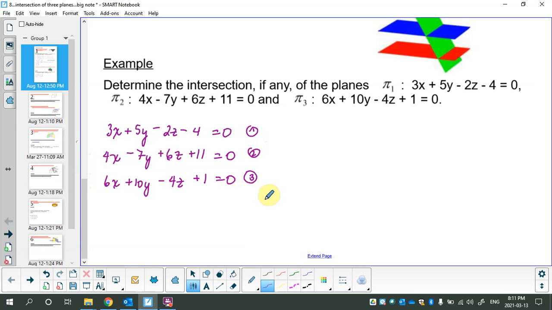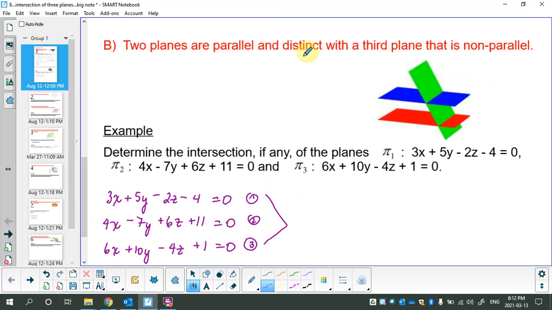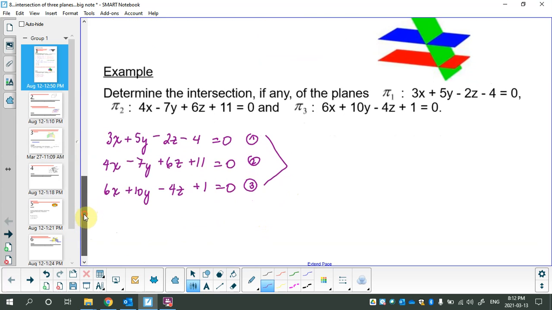So you have to state the pattern that you see if you see a pattern. And I see a pattern between 1 and 3. Actually, it's a semi-pattern, which is why they are the two that are parallel and distinct. So if I take a look at those two, 3 times 2 is 6, 5 times 2 is 10, negative 2 times 2 is negative 4. So my normal for 1 is equal to 2. Nope, got that backwards.